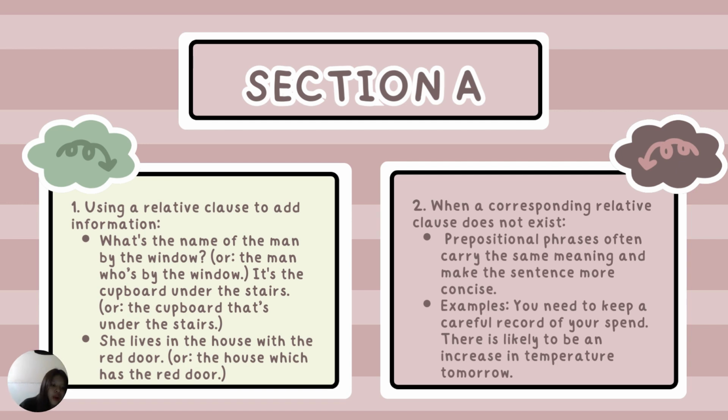Number 2, when prepositional phrases are necessary. Sometimes a prepositional phrase is needed to complete the meaning of a noun. You need to keep a careful record of your expenses. Example 2: there is likely to be an increase in temperature tomorrow. Here, of your expenses and in temperature provide important information that completes the meaning of the noun.